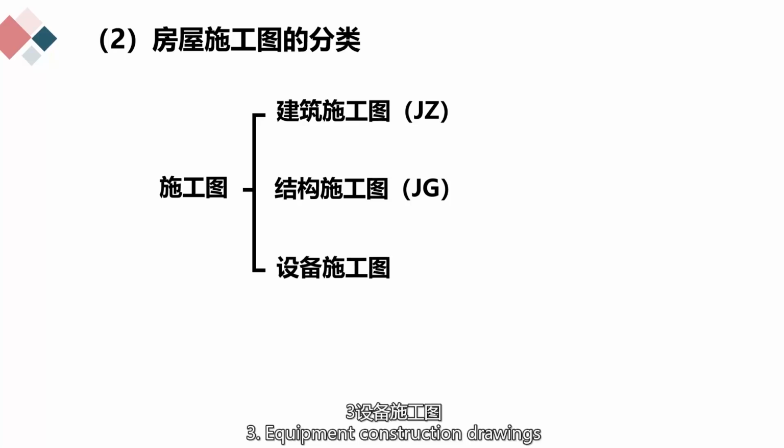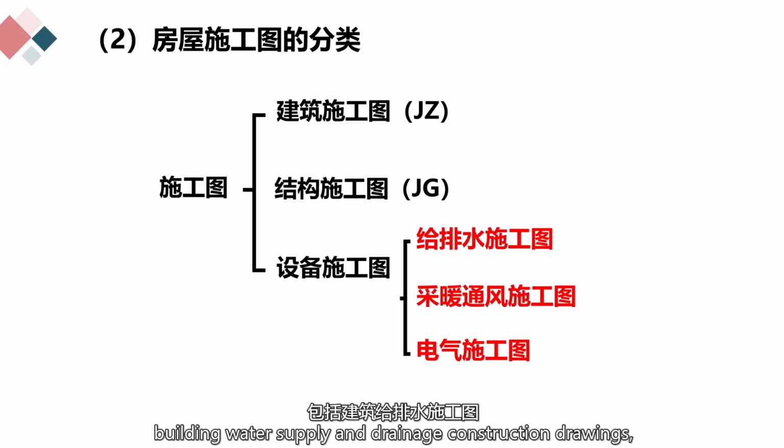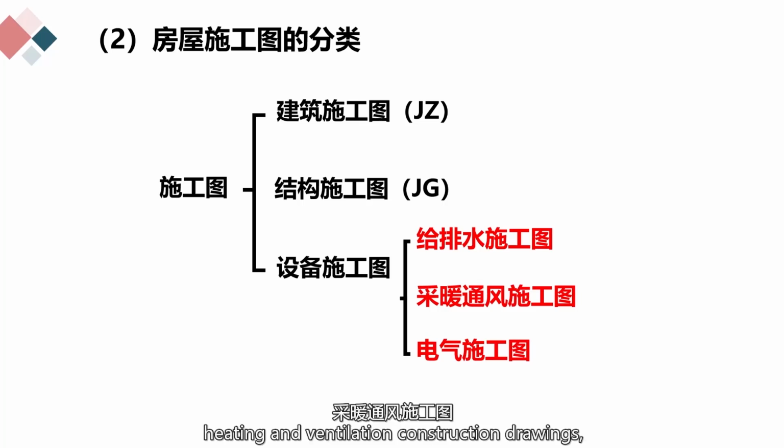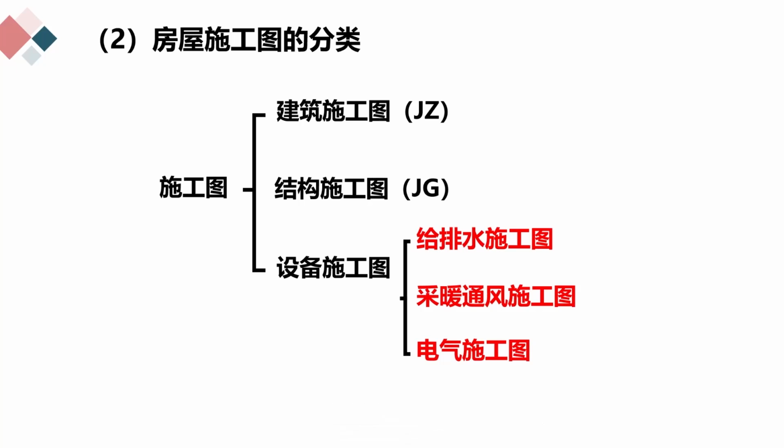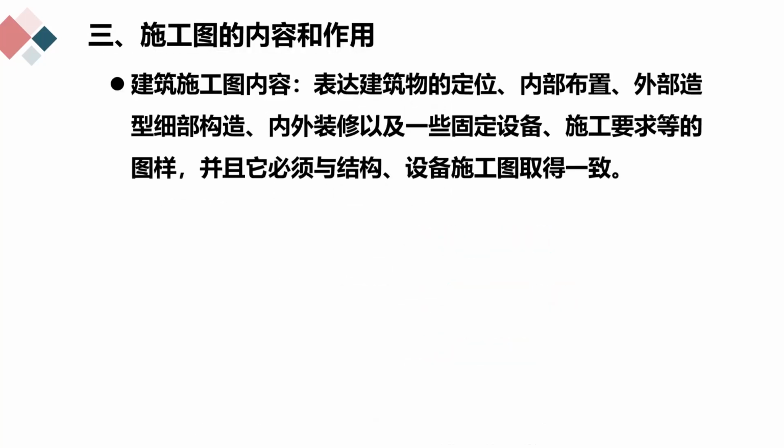3. Equipment construction drawings, abbreviated as equipment construction. Equipment construction drawings include building water supply and drainage construction drawings, heating and ventilation construction drawings, and electrical lighting construction drawings.